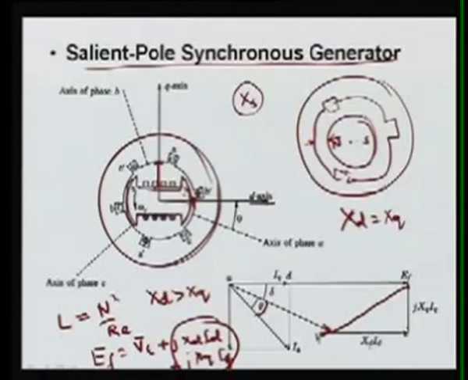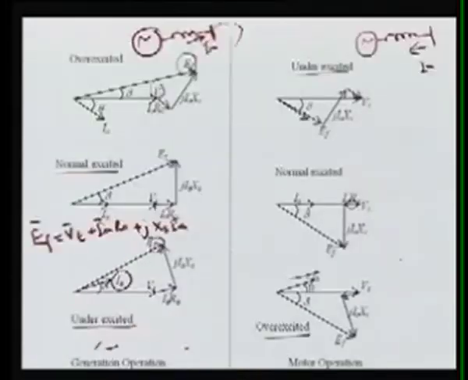And this generator is used in hydro generators, because we can go for, it is only a two pole machine, we can go for several pole machines, and then the speed will change accordingly. We know this speed in RPM is 120 f upon P, where P is the number of poles.